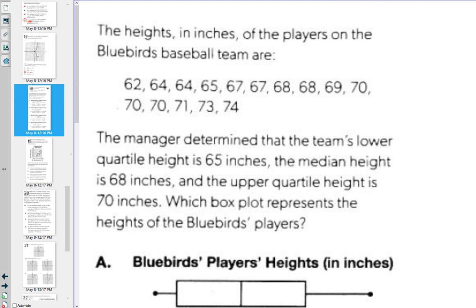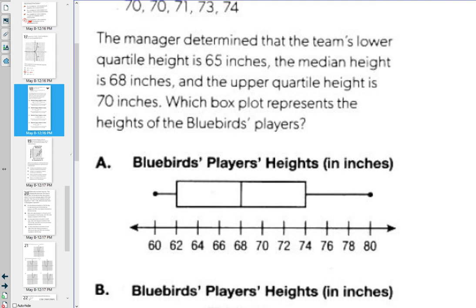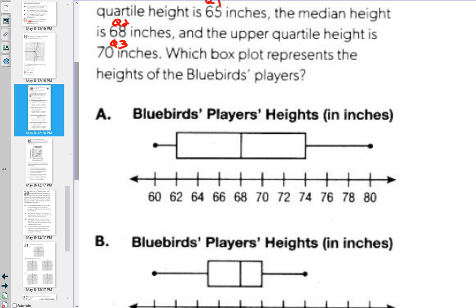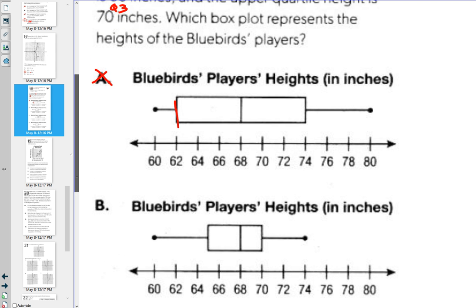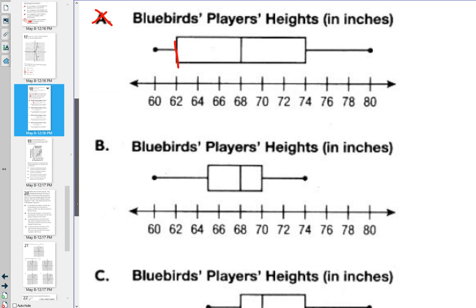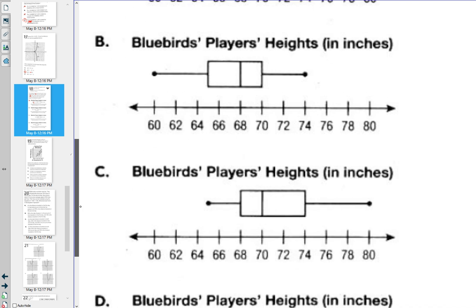The heights in inches of the players of the Bluebirds baseball team. Okay, they give a model. The manager determined that the team's lower quartile height, which is Q1, is 65, the median is 68, and the upper quartile is 70. So just check which one of these has a Q1 of 65, a Q2, which is a median of 68, and then a Q3 of 70, which are all in the box. It can't be A because the lower quartile is not where it should be. It should be 65. It could be B, 68, 70. It could be that, but I'd have to go back and look at the data to see the extremes. But so far, it could be B.